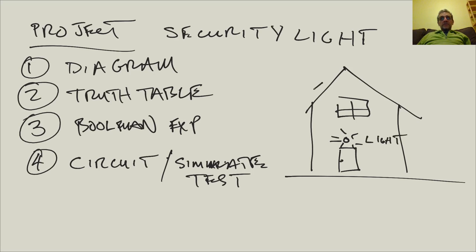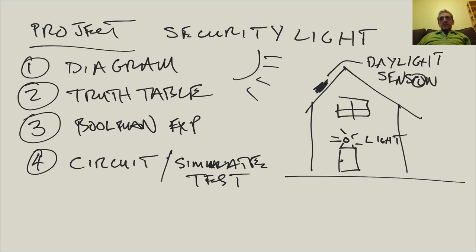And here, on top of the house, up here is the sun. This thing right here is a daylight sensor. It's something like a photodiode that's going to give you a signal if there is light shining on it. Then we've got another device right around here. We'll put that there. This thing is a motion detector.